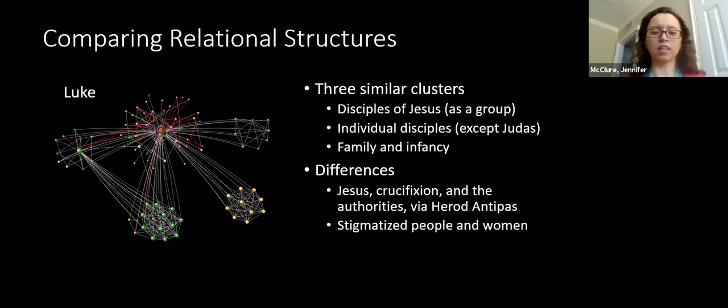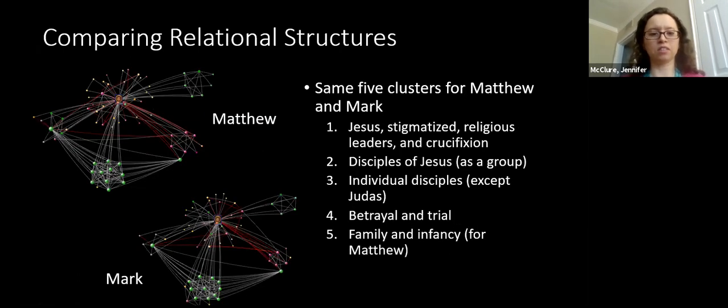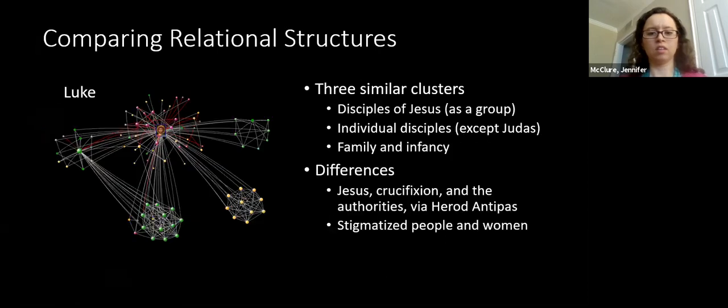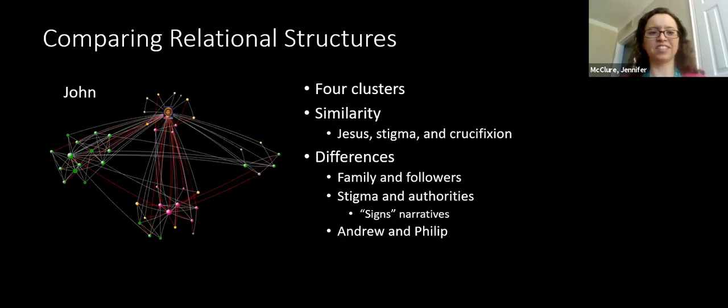So I'd like to move to John's network, and I just need you to know that it is very different. And I'll go back. This is what Matthew and Mark's look like. This is what Luke's looks like, which has some differences, but some similarities in structure. And then John's is just different. In John's, there are four, not five clusters. And there's really only one similarity.